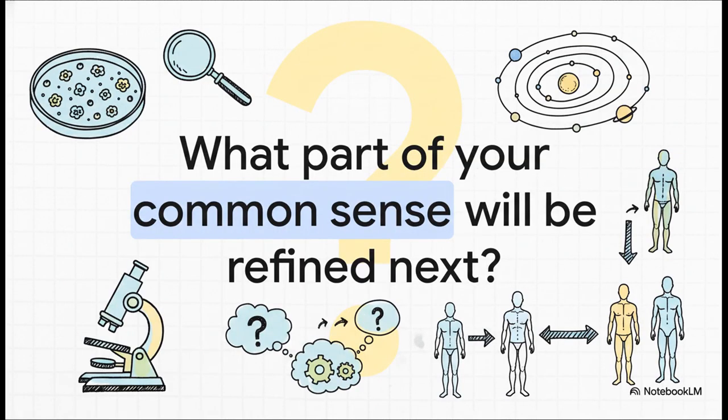And that leaves us with one last really cool thought to chew on. Think about it. So much of what we call common sense today was once mind-blowing radical science. The idea of tiny invisible things called germs, a world that spins around the sun, that was nuts at the time. Now it's just obvious. So it makes you wonder, doesn't it? What part of your common sense world, what thing you take for granted as totally obvious today, is just waiting to be refined by the science of tomorrow?